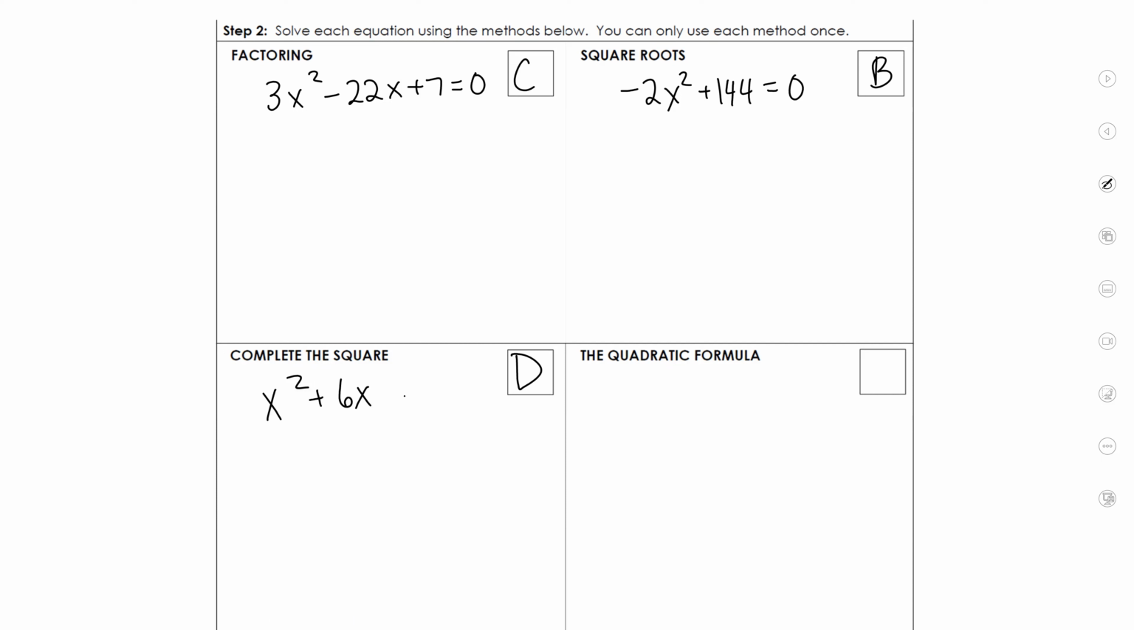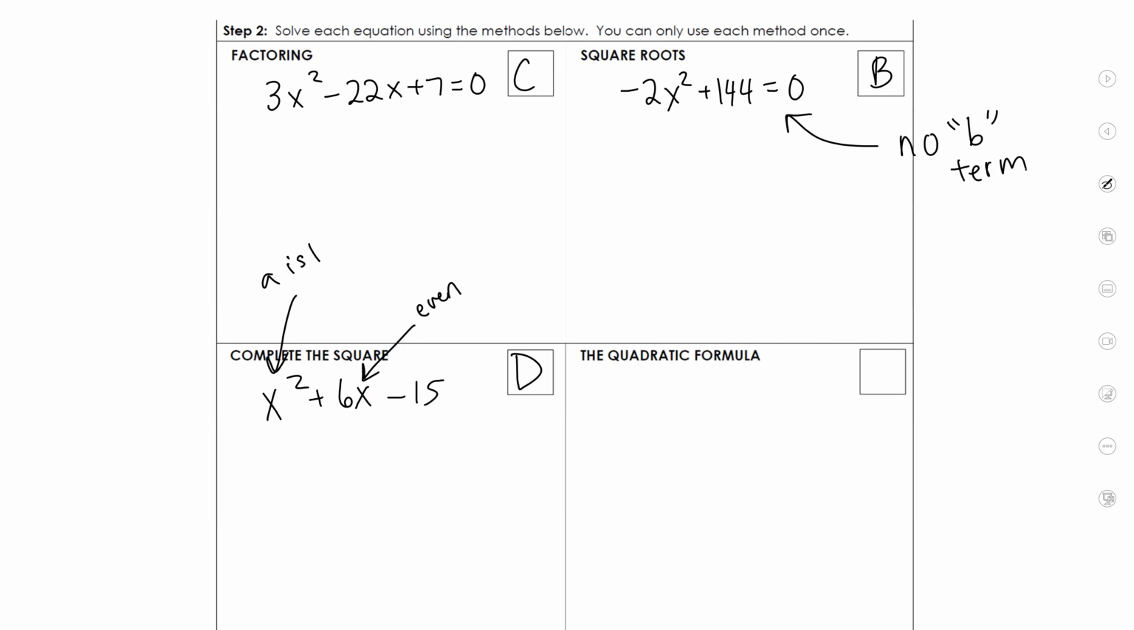And the reason why is this one has an even number for B. And the A value is 1. Because A is 1 and B is even, completing the square works best. Okay? Square root, this one works best for square root because it doesn't have a B. There is no B term. So that works best whenever you don't have a B term, you want to do the square root method.